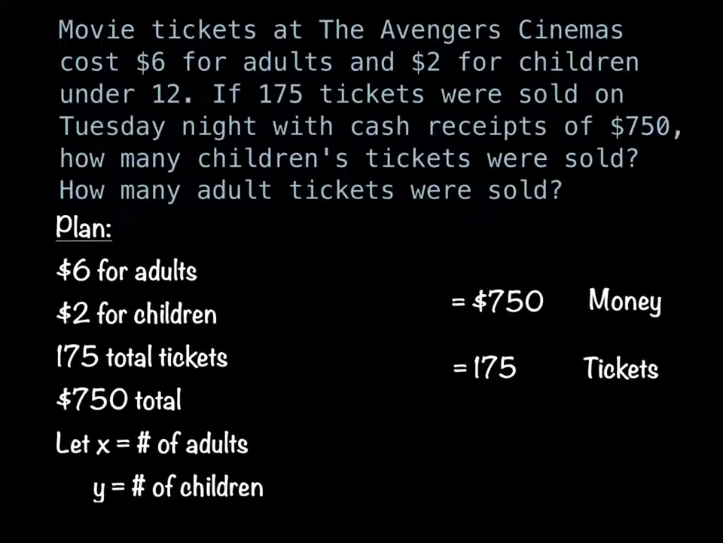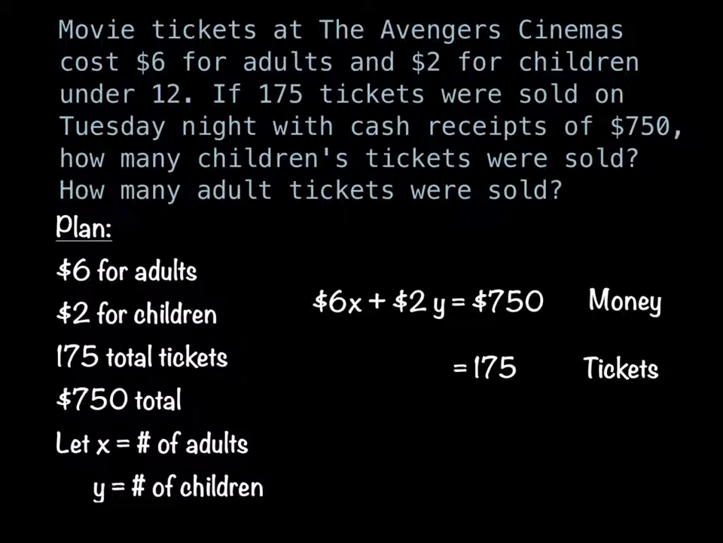So as far as the money goes, I know it's $6 for adults, and adults is X. So when I go to write my equation, 6 and X must go together. When I talk about children, it's $2 for children, and my number of children is Y, which means the 2 and the Y need to go together. And when I'm counting up a total amount of money, I have to add. So my equation for money is going to be 6X plus 2Y equals 750.